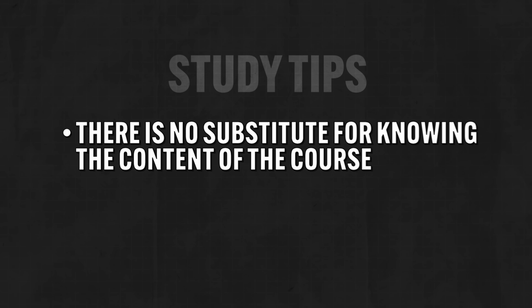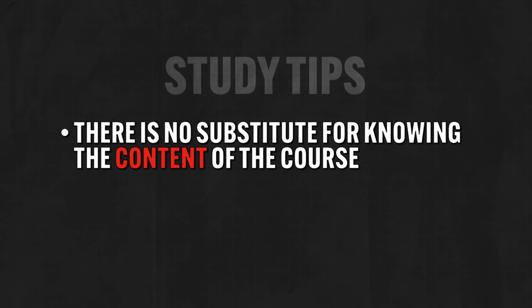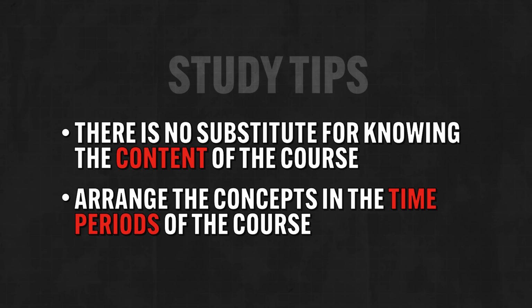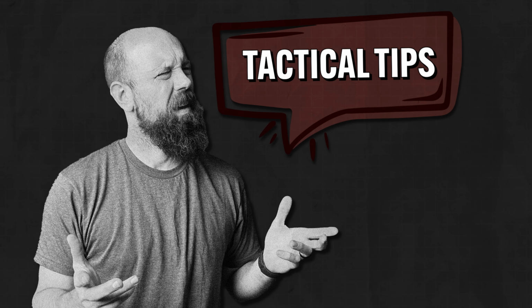And so the remedy for that is twofold, and they both have to do with studying. First, let me emphasize yet again that there is no substitute for knowing the content of your course. Get those vocabulary words firmly stuffed into your brain folds, and that is going to go a long way. Second, you need to arrange those concepts in the time periods of the course. If you know what vocabulary goes in what period, then the obviously wrong answers will become more obvious because you'll know that they're trying to trick you with the wrong time period. Okay, parenthesis close.